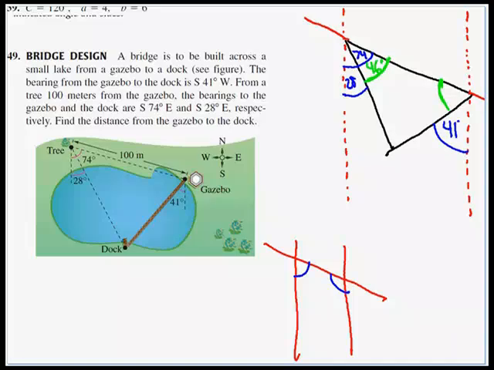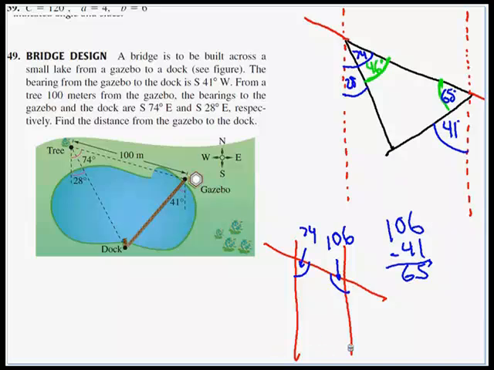So we can figure out this missing piece inside. These are going to add up to 180. And we know from our given information, this one was 74. So 180 minus 74 is 106. 106 degrees. And if we've already used up 41 degrees here, 106 minus 41 leaves us 65 degrees. This inside angle here, just in the triangle, is 65 degrees.